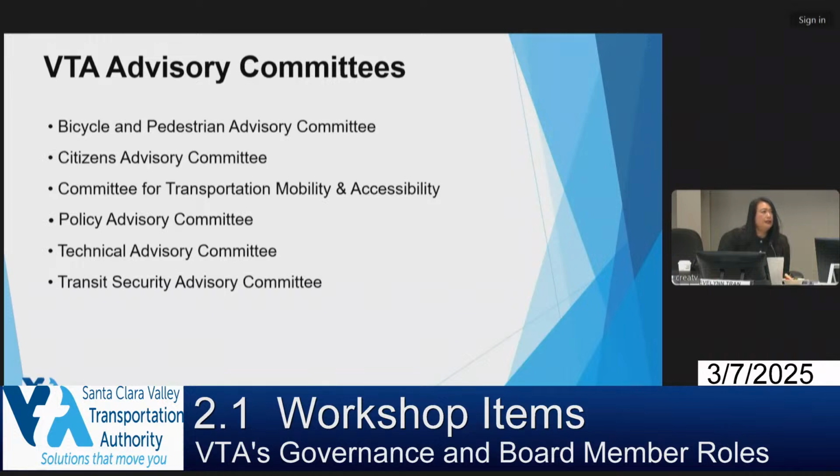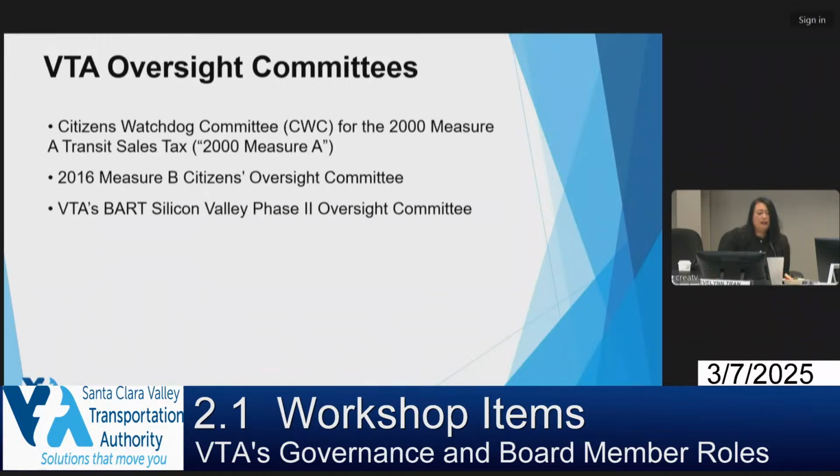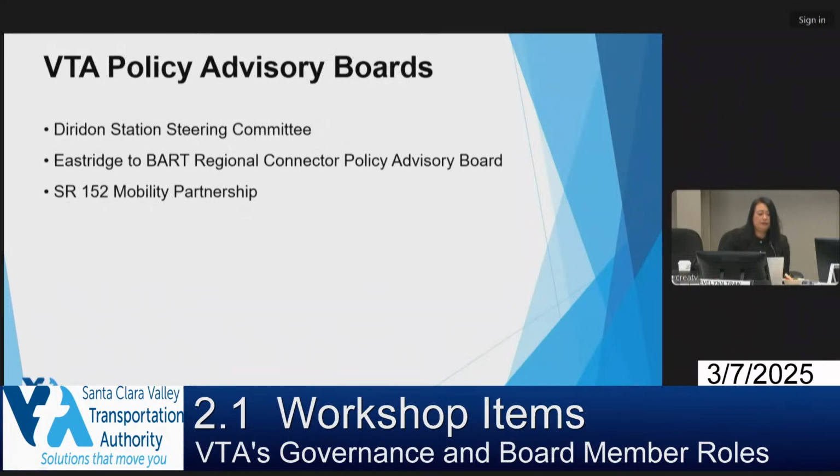Oversight committees. These are either specified in our ballot measures and are required by the voters or related to a major project. We have 3 currently, and the membership of these committees are defined in their bylaws. Next slide, please. So we have several policy advisory boards to ensure that local jurisdictions are involved in the planning, designing, and construction of major transportation projects. And we have here the Diridon Station, EBRC, and the SR 152 Mobility Partnership.